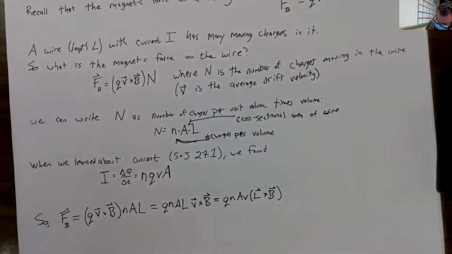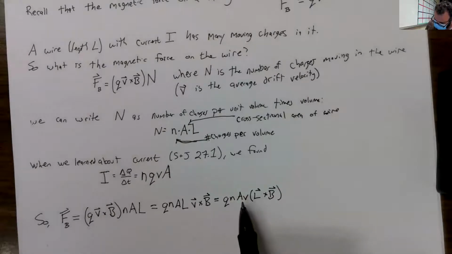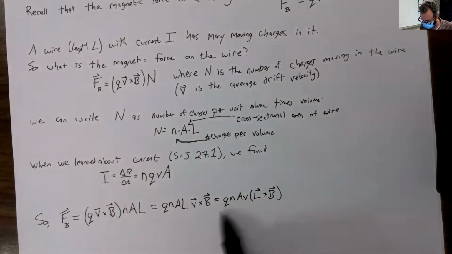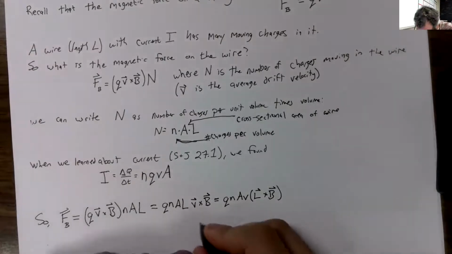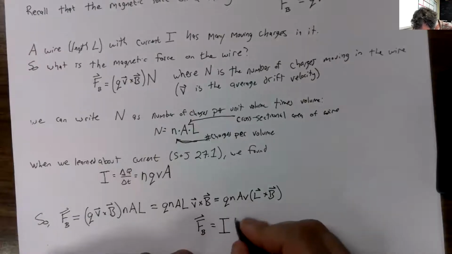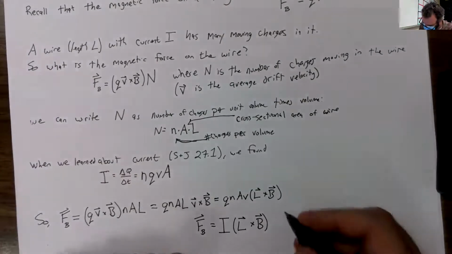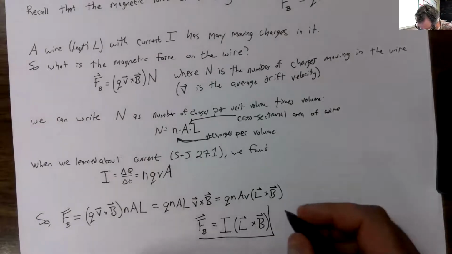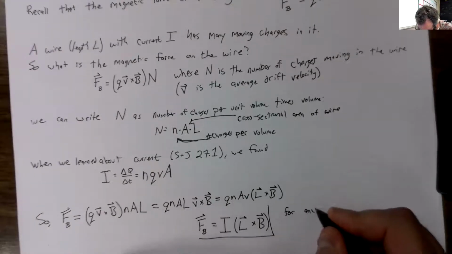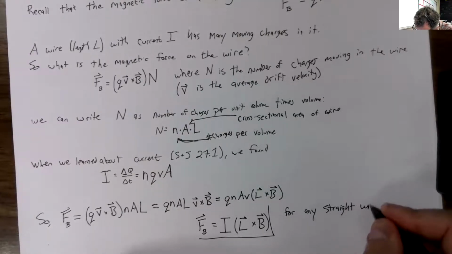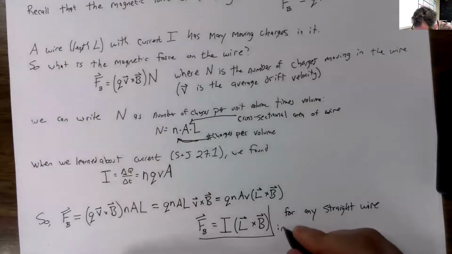So do you see what I'm going to do next? What can I replace this q times lowercase n times A times v with? Current. That's the current. These four together is the current. So that means I get for my magnetic force the current times L cross B. This is our result here, and this is true really for any straight wire in a uniform field.